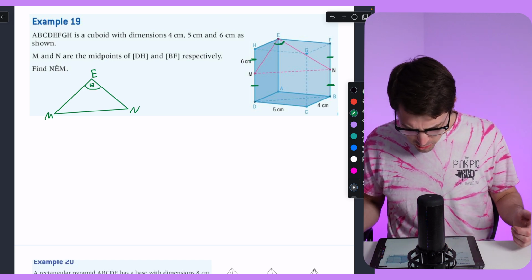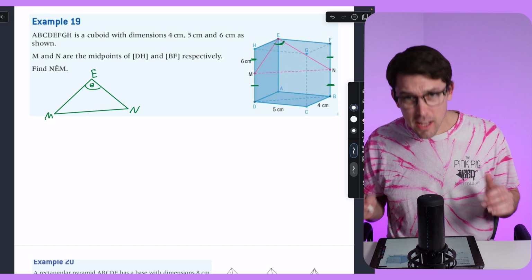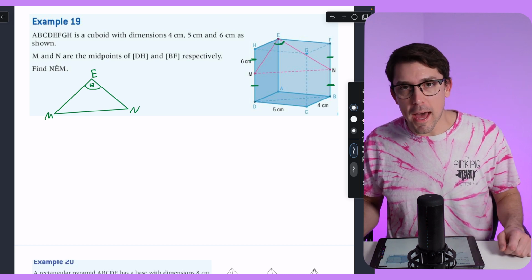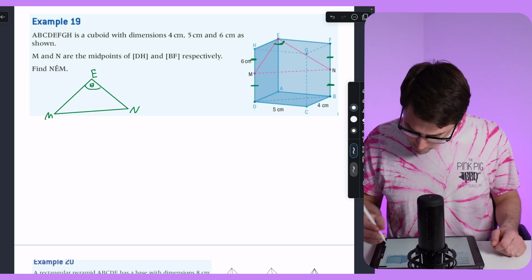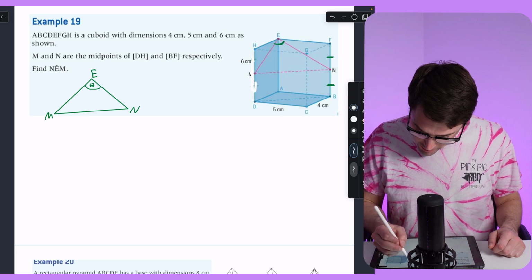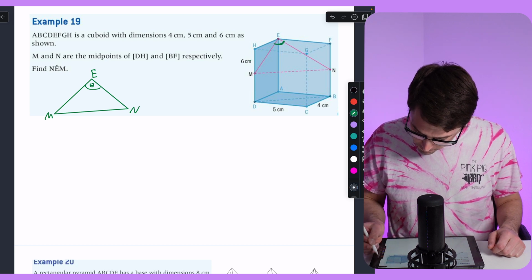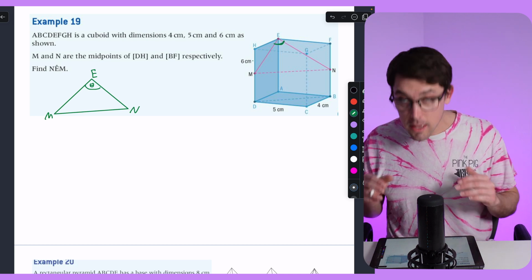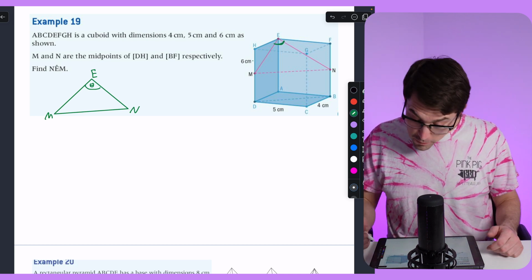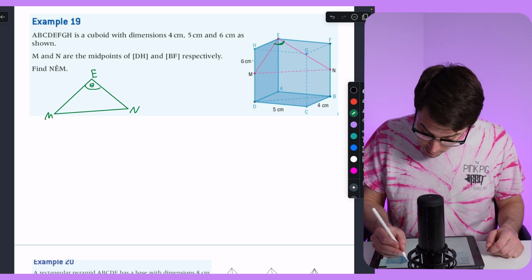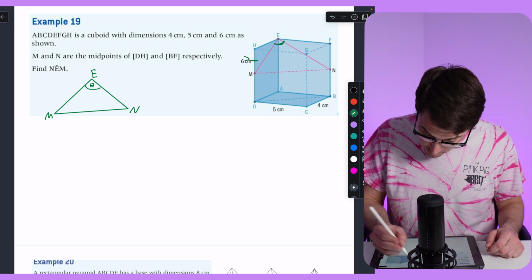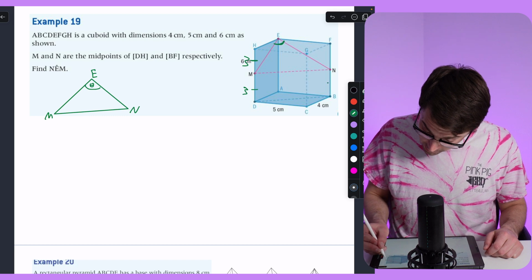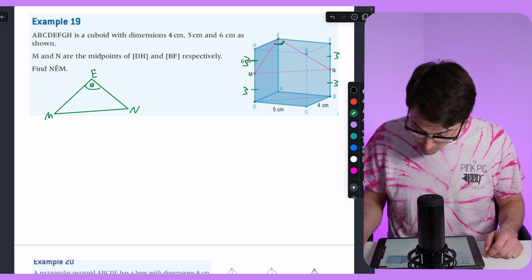The problem is I don't actually know what any of my lengths are, and that could obviously prove to be problematic. However, if we break this down a little bit by looking at our diagram over here, I know that I have MN as kind of cutting off HD and FB into 2 equal parts. So if the entire height is 6 centimeters, well then this right here must be 3, this here must be 3, this is 3, and this is 3.